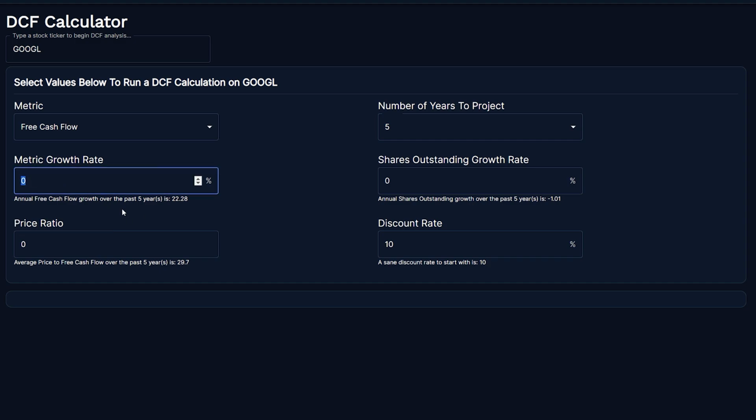Personally, I like to be a little bit conservative with my calculations here, so I'm only going to say that Google is going to grow its free cash flow by 10% over the next 5 years, even though Google once again has been able to grow their free cash flow at 22% over the past 5 years.